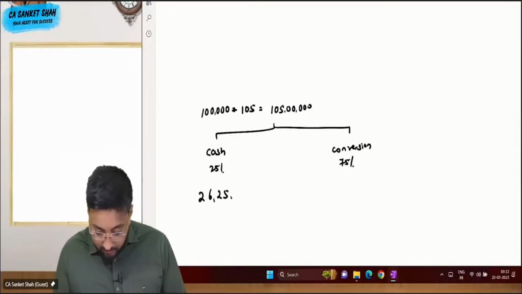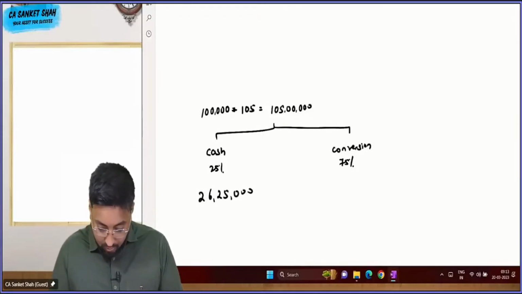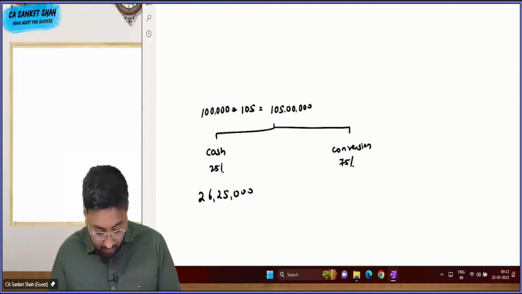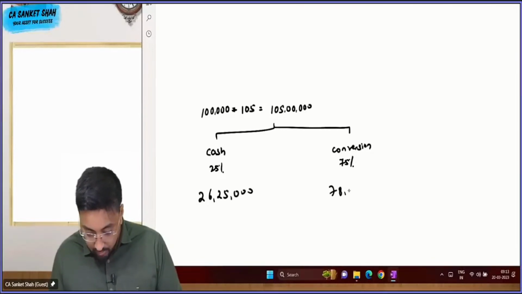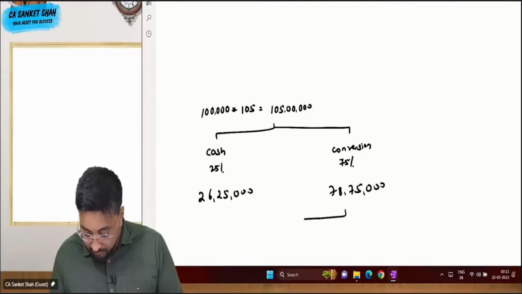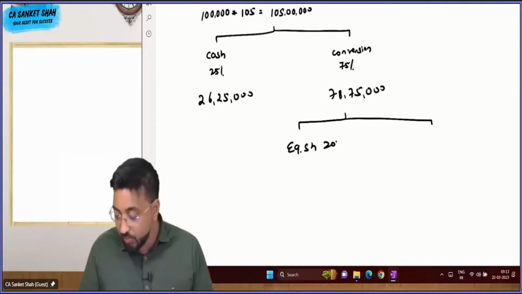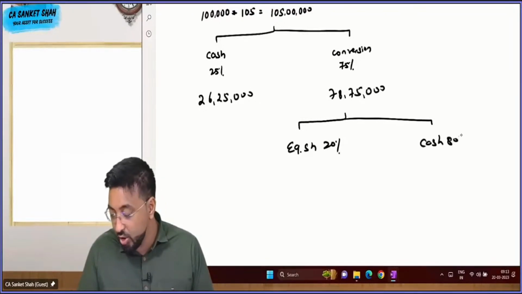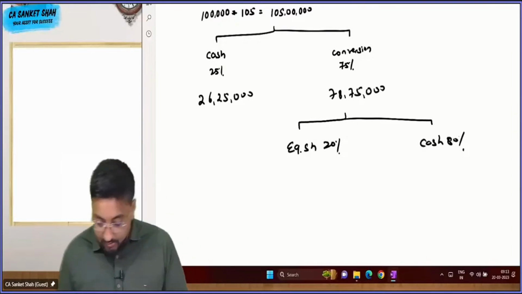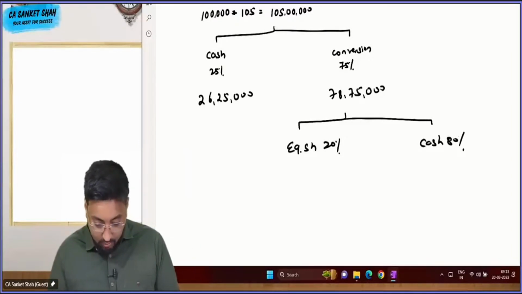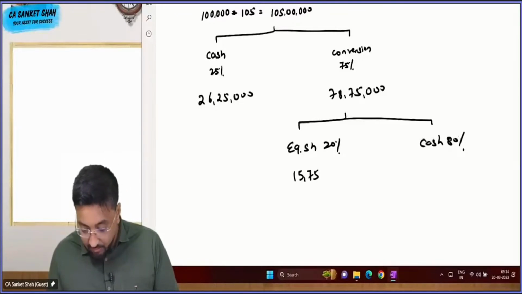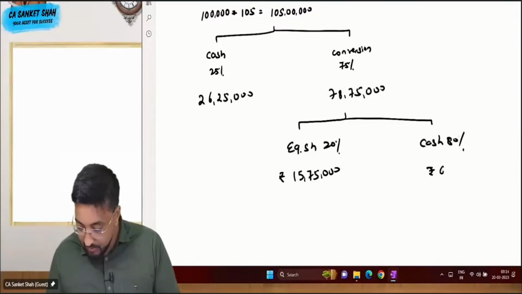₹26,25,000. And 75% want conversion. Out of this conversion, what is the conversion scheme? They will get equity shares of 20% and cash of 80%. So 20% in equity shares: 78,75,000 into 20% gives 15,75,000 of shares, and 80% in cash, 63 lakhs.